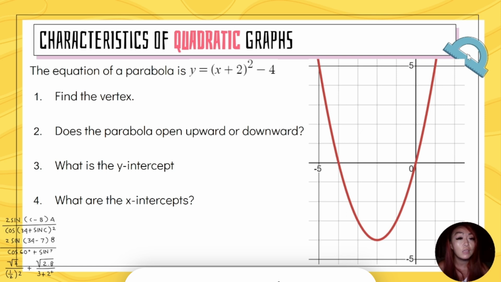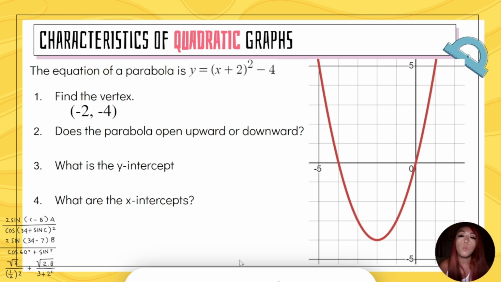So let's take a look at this graph here. The equation of this parabola is y equals the sum of x plus 2 squared minus 4. First, let's find the vertex. So the vertex right here is its lowest point, and it's at negative 2, negative 4, right? Here's 0, 0. We go negative 1, negative 2, down negative 1, negative 2, negative 3, negative 4.